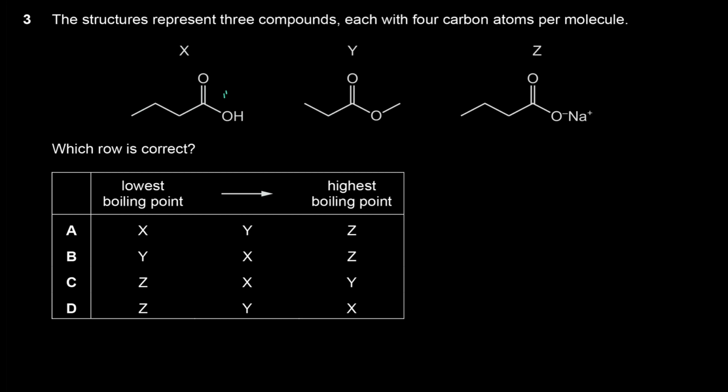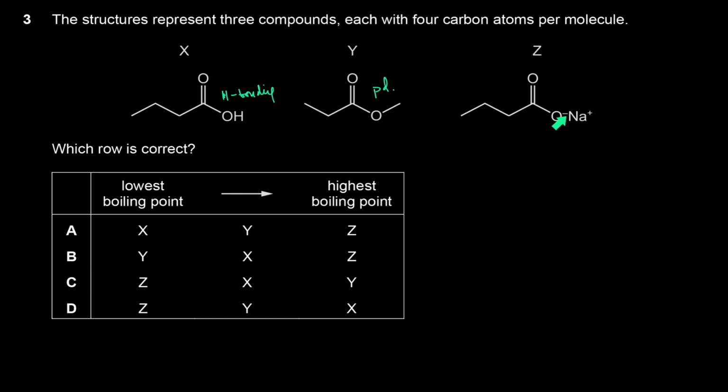What's the strongest type of intermolecular force here? The strongest intermolecular force that we have in carboxylic acids is hydrogen bonding. What about Y? Do we have hydrogen bonding in Y? Do we have a hydrogen directly bonded to an oxygen or a nitrogen or a fluorine here? No, right? So here you just have permanent dipoles. That's your strongest intermolecular force, van der Waals forces. And what about this guy? What's the strongest type of force of attraction here?